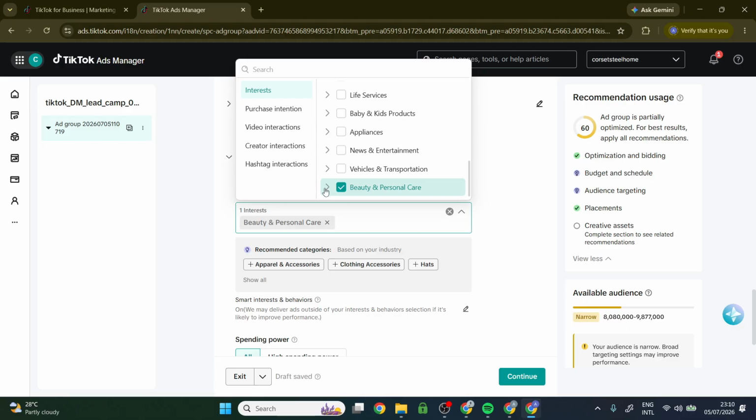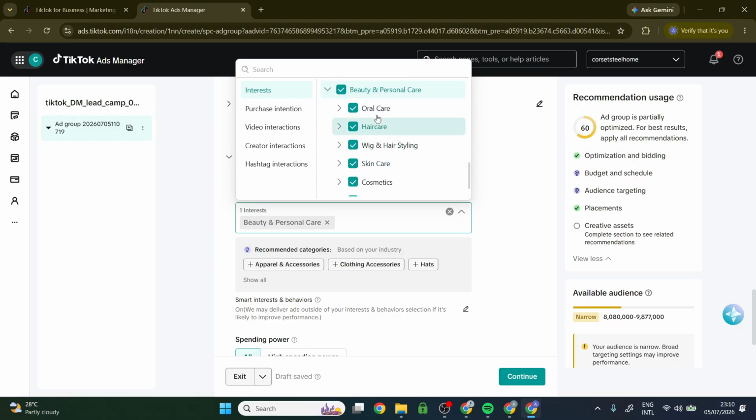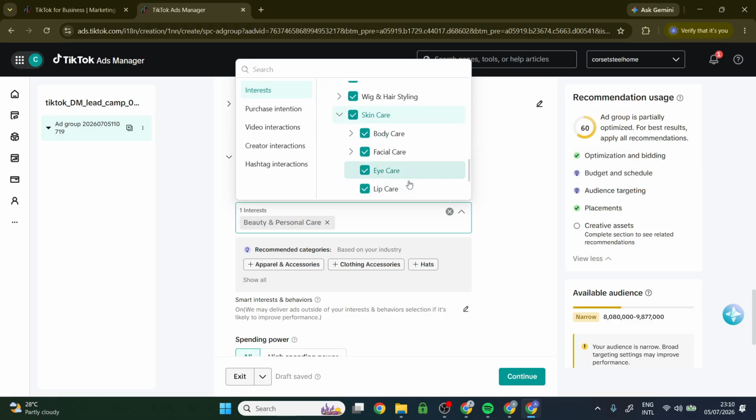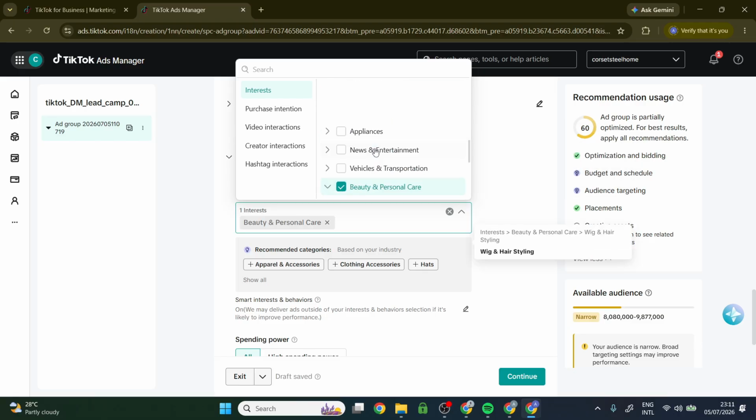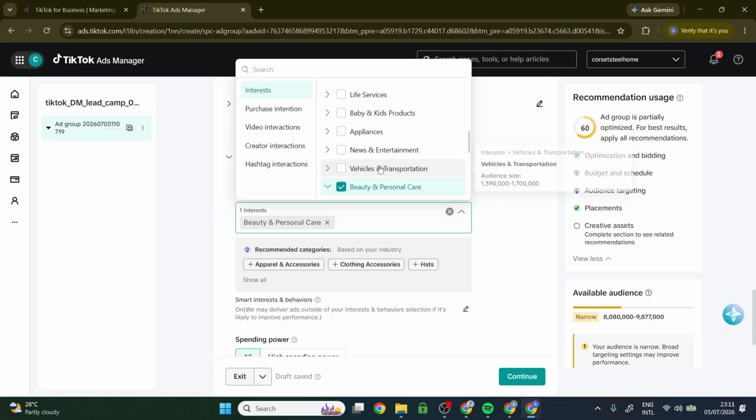However, you can still streamline it further by going with the kind of beauty care that you're trying to promote. If it is just skincare, you can click on skincare. If it is hair care, oral care, depending on what you're actually doing, right. For skincare, you can still go further: we have body care, eye care, lip care, hand and foot care, right. So you just make sure to select the ones that are most relevant to your business. But for this, I'm going to leave it on beauty and personal care.